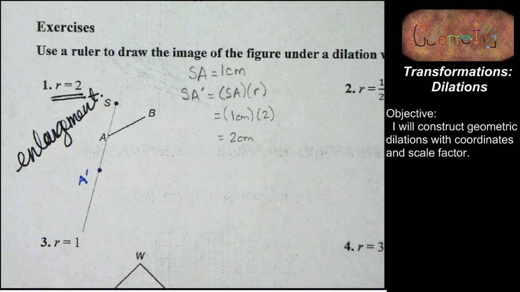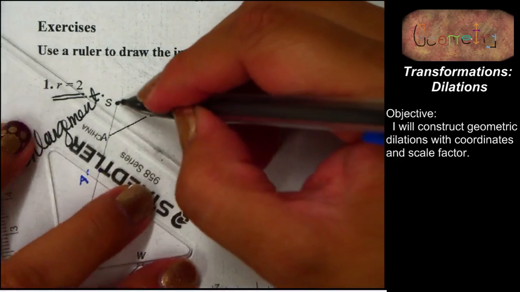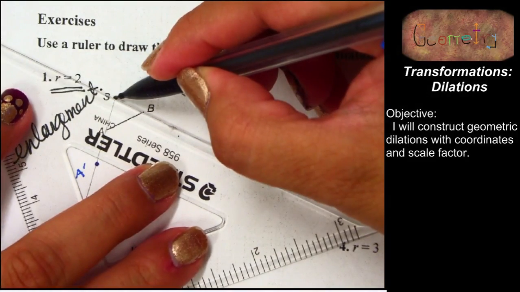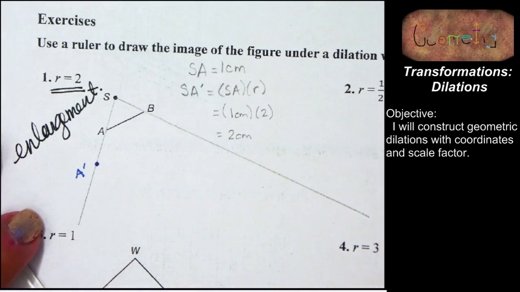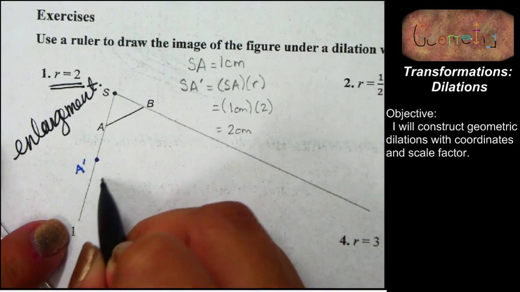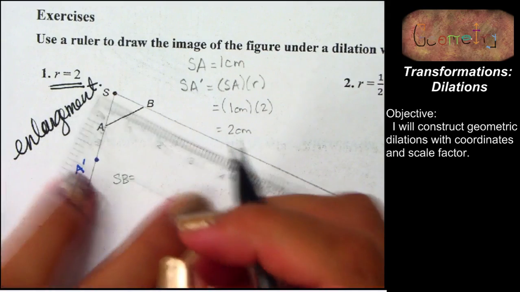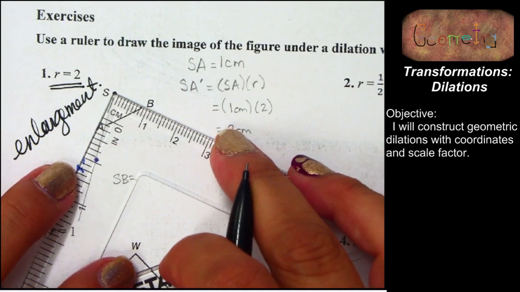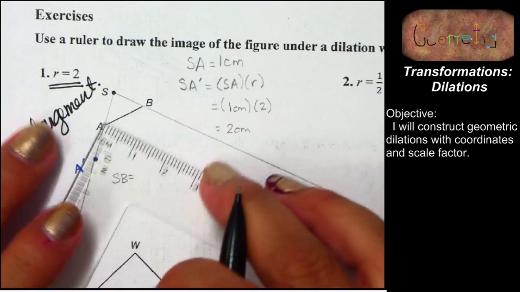I'm going to repeat to every vertex. I'm going to go from the center of dilation through vertex B. I don't know how big I need it, so I'm going to make it really long. I need to measure SB. I'm going to make sure 0 is on the center of dilation, which in this case is S. And SB looks like it is 0.9 centimeters.